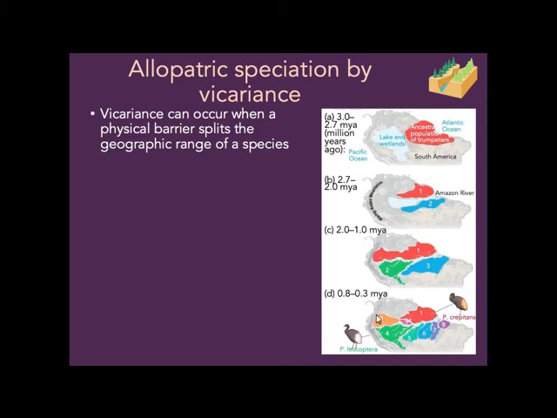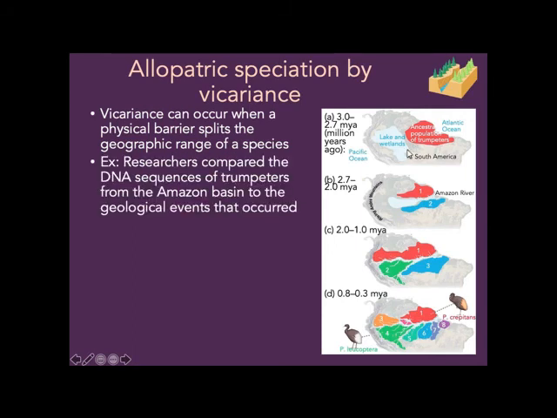Great! So vicariance can happen when you have animals that are just somewhere, and then geographic barriers appear that split the range of that animal into smaller ranges. There's a kind of bird called a trumpeter, and 3 to 2.7 million years ago, this was their range, found over here in South America. Researchers compared the DNA sequences of trumpeters from the Amazon basin and lined it up with what they knew happened in terms of geological events.